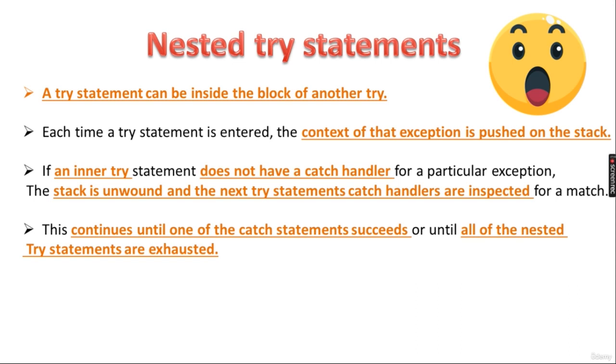If there are inner try statements and in the inner try there is no catch block present to handle that particular exception, the stack is unwound and the next try statement's catch handlers are inspected for a match. That is, the outer catch statement is monitored, until one of the catch statements succeeds and the exception is caught, or until all of the nested try statements are exhausted, until all the catch statement checking is finished.